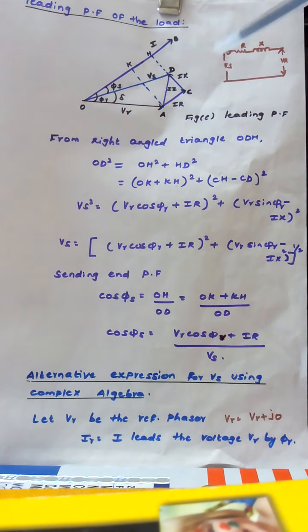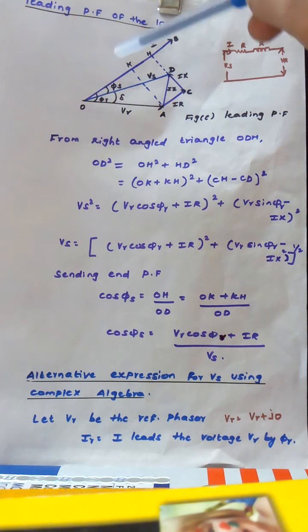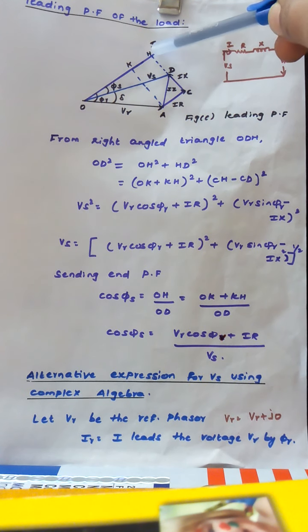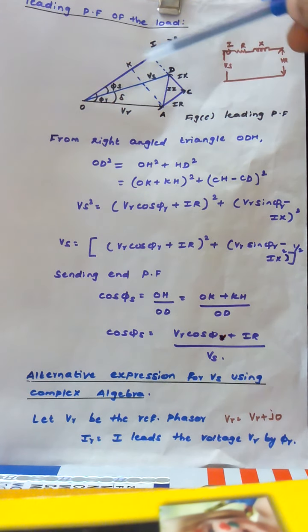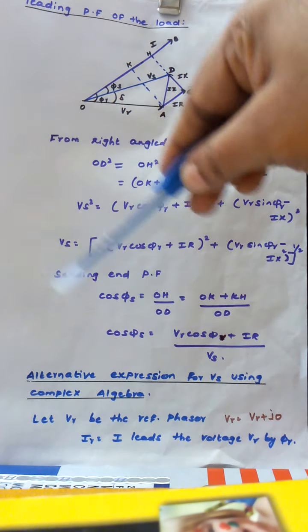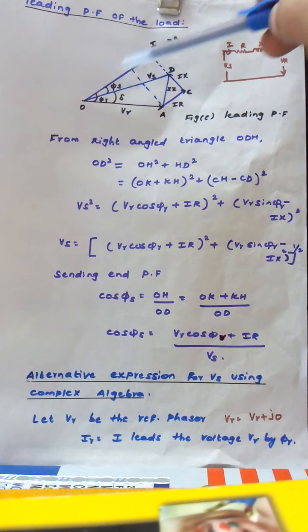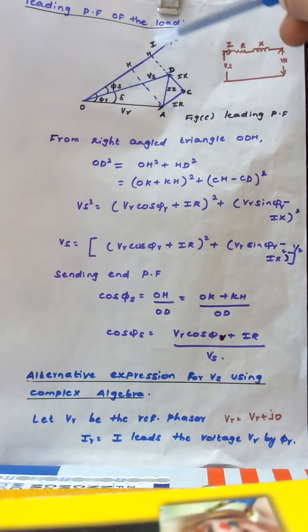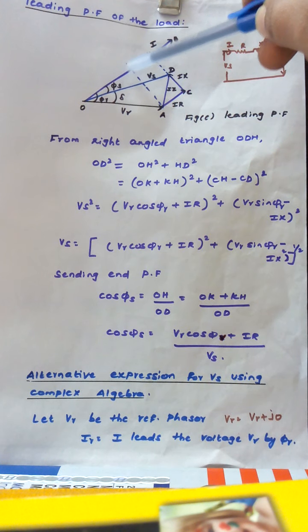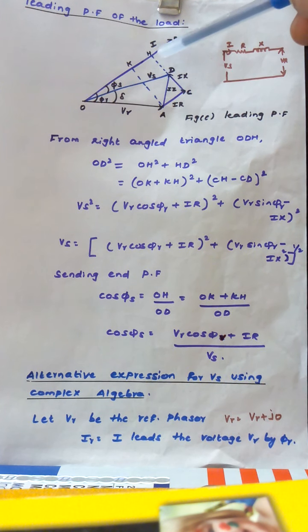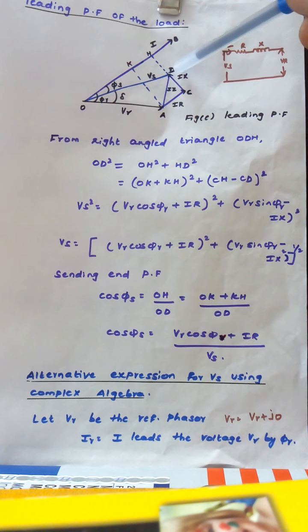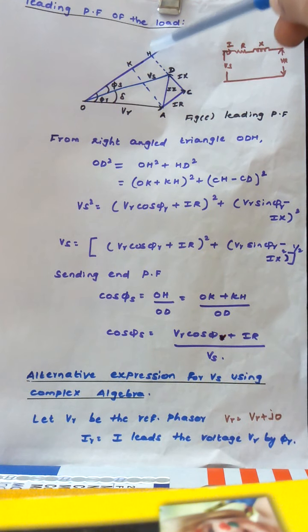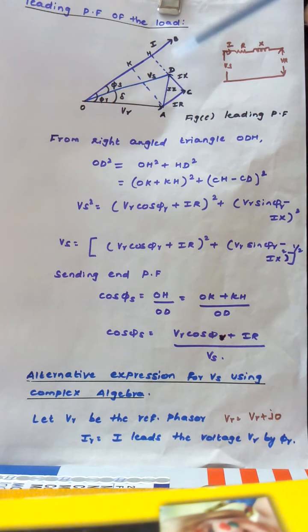From this phasor diagram, I am considering the right angle triangle ODH. From this ODH, we can find out your VS. Here OD square is equal to OH square plus HD square. Here OH, we can write as OK plus KH. Similarly we want HD. So it is CH minus CD. If you subtract, we'll get your HD.